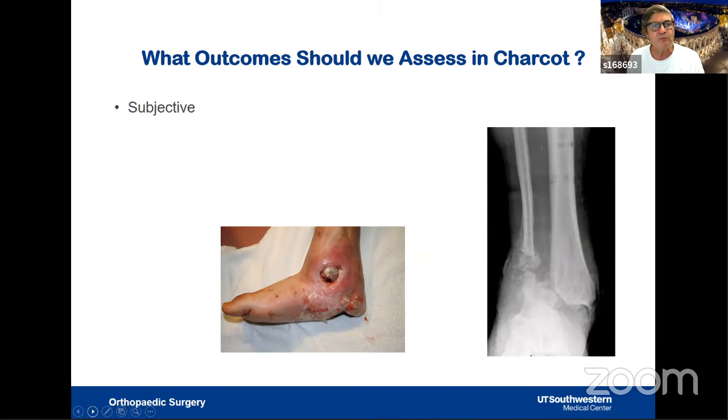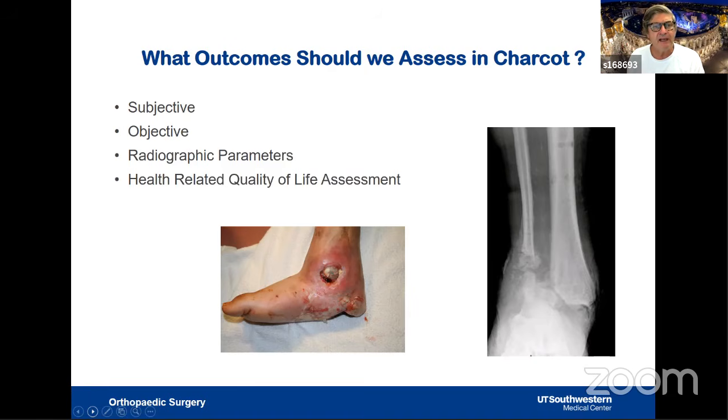But I think we have to look at subjective outcomes of patients. We have to look at objective findings. We have to look at radiographic parameters, and we have to look at patient-reported quality of life. Are we making the patient's quality of life better with surgery than we would without surgery?